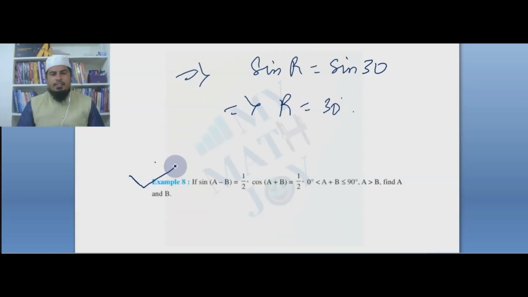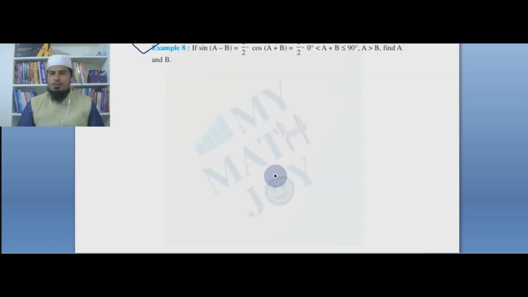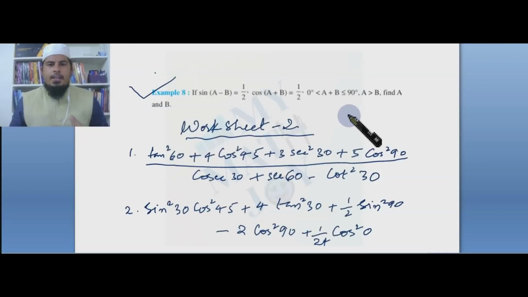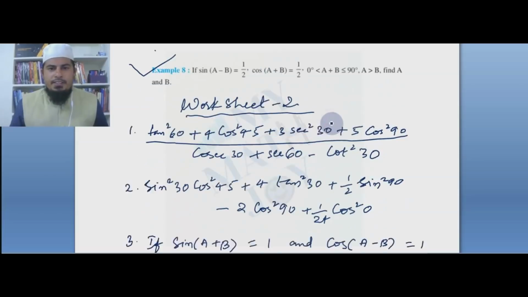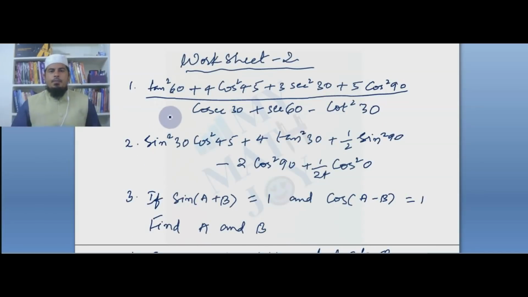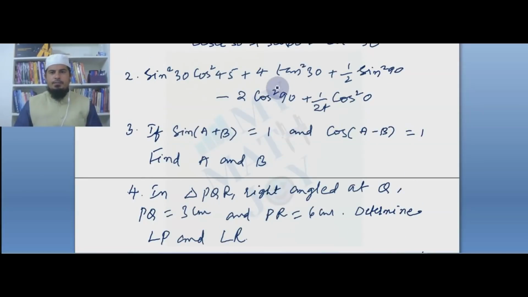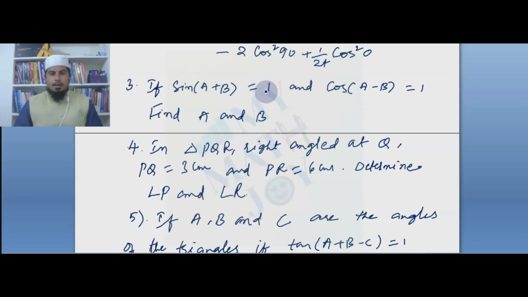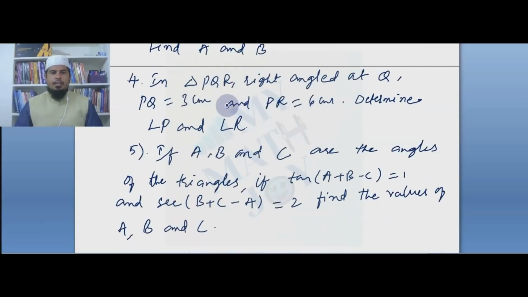You please take this question and do it. Now I'm going to give you worksheet number 2. Be ready. A small worksheet is brought to you. Problem number 1 is to be solved with the help of the standard table. Problem number 2 also with the help of the standard table. Problem number 3 by substituting useful values from the standard table and making a pair of linear equations in two variables. Problems number 4 and 5 we have just seen.